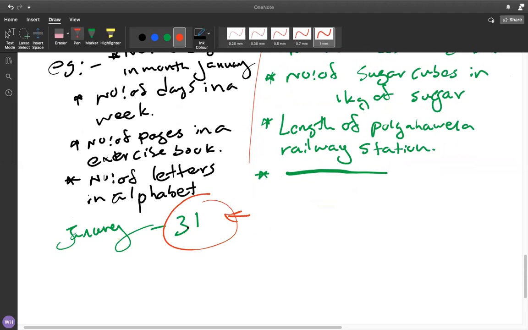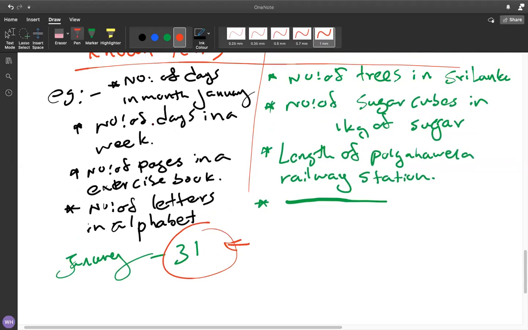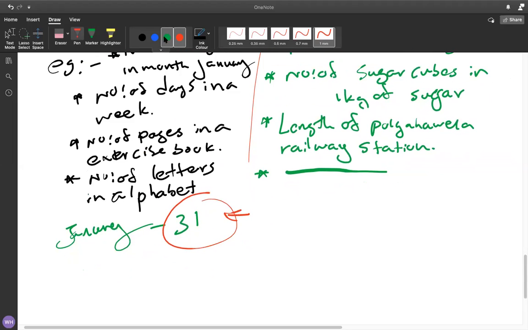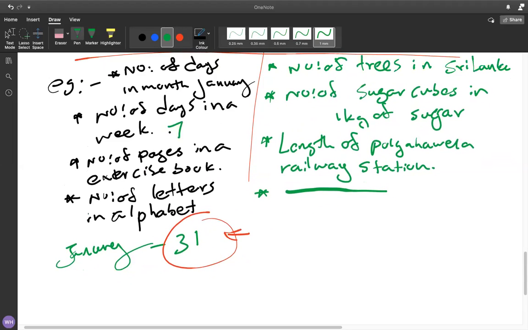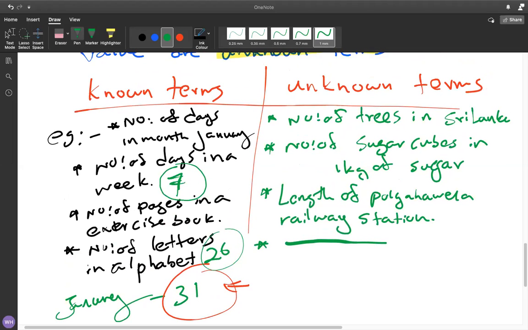We use two digits. Right? And if you consider the number of days in a week, how many days are there? There are 7 days. So this is the particular symbol that we use to denote that number of days. And 26 is the number of letters in the alphabet. So we have specific symbols that we use to denote each of these known things. We use numbers like these to represent things we know.